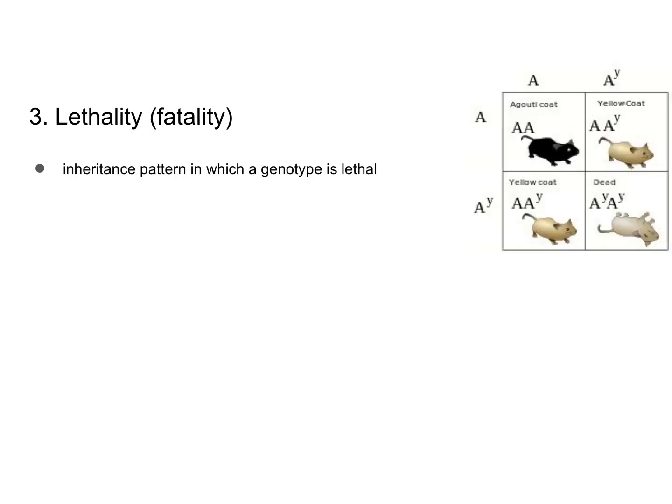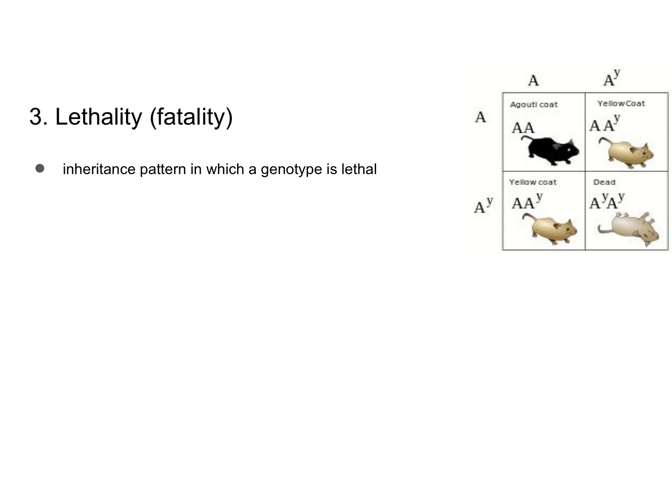So lethality is also sometimes called fatality, and that's mostly by me. It is an inheritance pattern in which a genotype is lethal. So in other words, the combination of two particular traits ends up with a lethal combination, and all the offspring that inherit those specific characteristics end up dying.